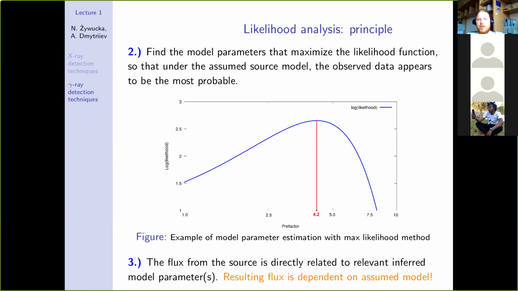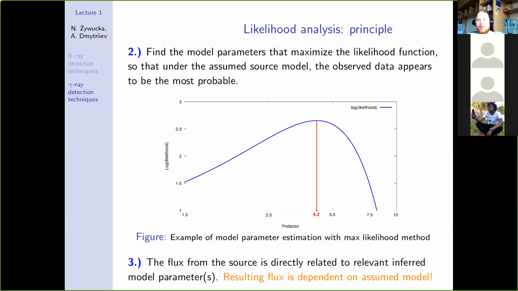So we have our observational data and we have our model, and we iterate through prefactors and see which one maximizes the likelihood function. Here the likelihood function has the highest value around 4.2. So we can say our flux from the source will be related to this value. Step 3: the flux from the source is directly related to the inferred parameters from the likelihood optimization. So the scale which we guessed, for instance 10 to minus 7, the flux will be 4.2 multiplied by the model scale 10 to minus 7.